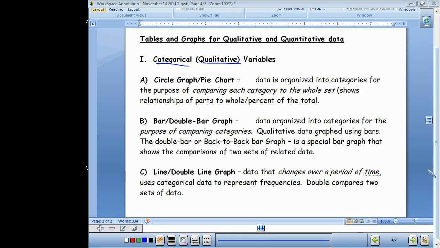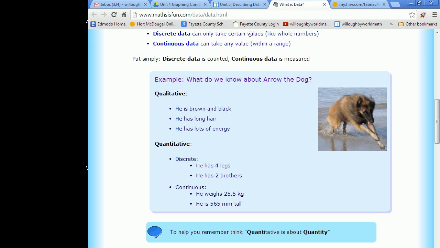Okay, so once we know what type of variable we're dealing with, how can we display this information? Well, our categorical, our qualitative variables, the things we're describing, we would use circle graphs, bar graphs, line graphs to display that data. So let's talk about a circle graph. A circle graph, you may have called it a pie chart. Your data is organized into categories for the purpose of comparing each category to the whole set. It shows the relationships of the parts to the whole, and generally as a percentage of the total. So let's go look at some of those.